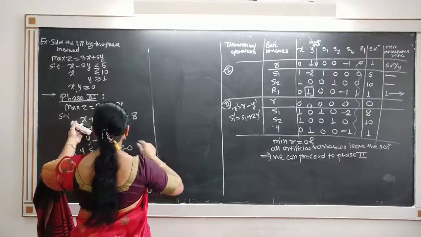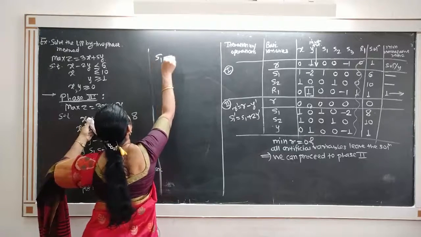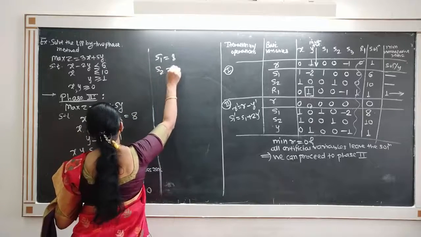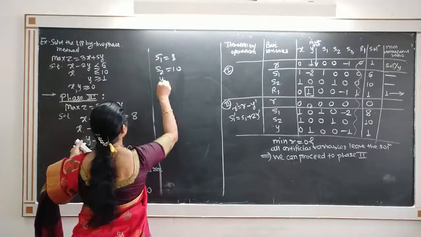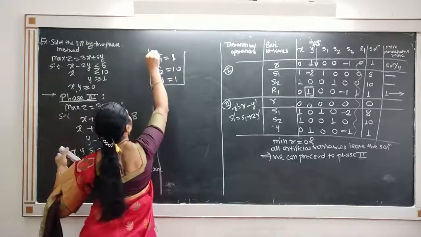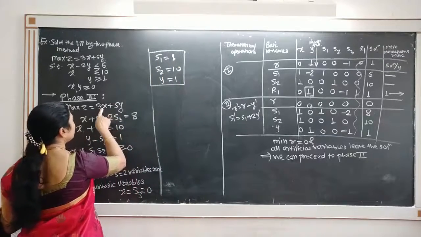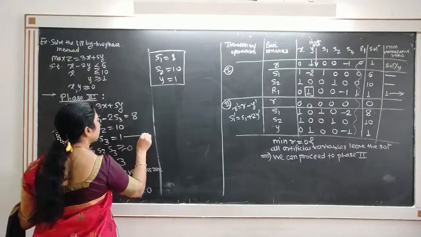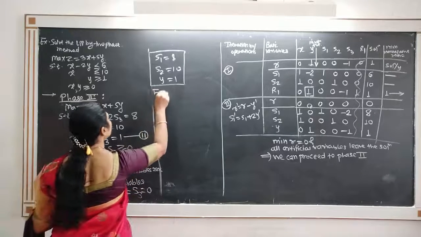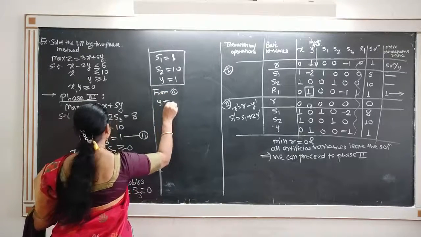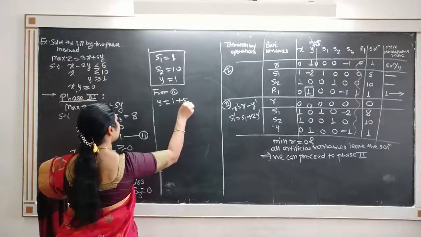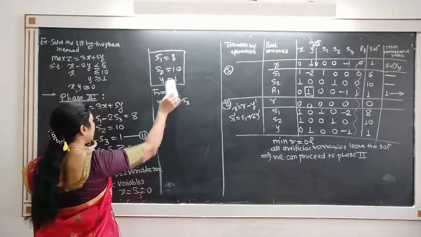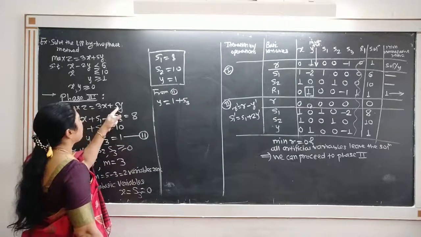Putting x equal to 0 and s3 equal to 0, we get s1 equal to 8. Similarly, s2 is equal to 10 and y is equal to 1. So this is the basic solution. Because our maximum function has a y value, we will find the value of y from this equation. From equation 2, we have y equal to 1 plus s3. We only find the value of y because y gives the basic solution and it also appears in the objective function.